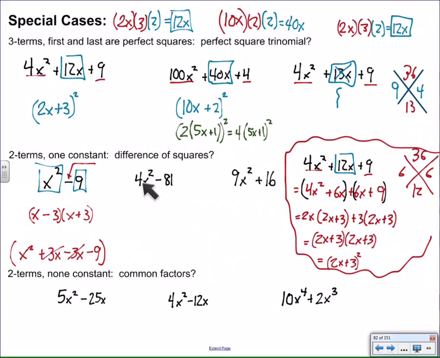So here, 4x squared, is that a perfect square? Yes, it is. 2x times 2x. 81 is 9 times 9, so this is a difference of two squares situation. I write 2x plus 9 times 2x minus 9. It doesn't matter which order.